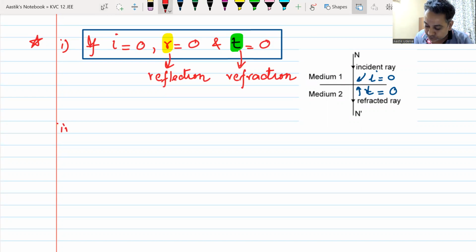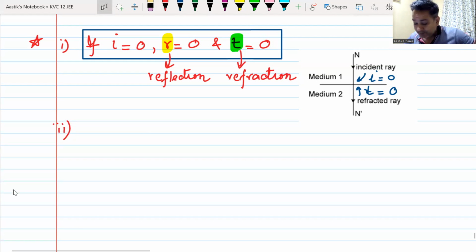Point number 2. And point number 2 is this one. I hope all of us understand this point. Now, there are 2 things that you have to remember here. What are those 2 things that you have to remember? Sometimes you might get confused about what happens when light goes from this medium to the other medium. So, how do you remember this?